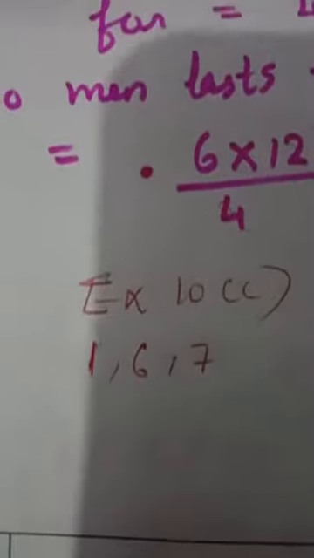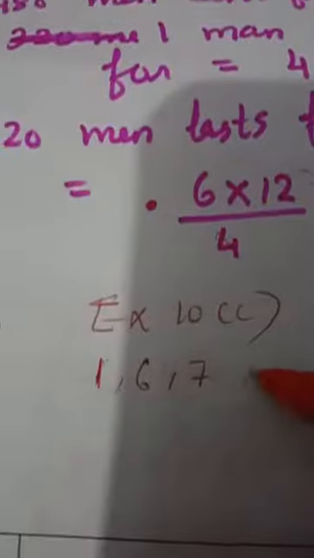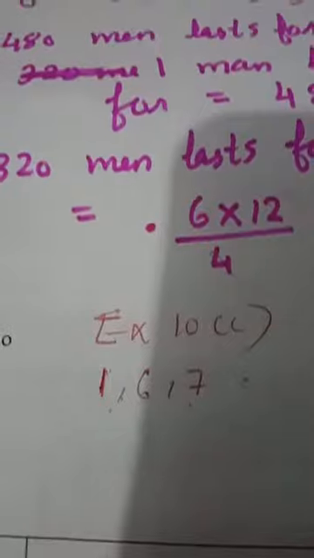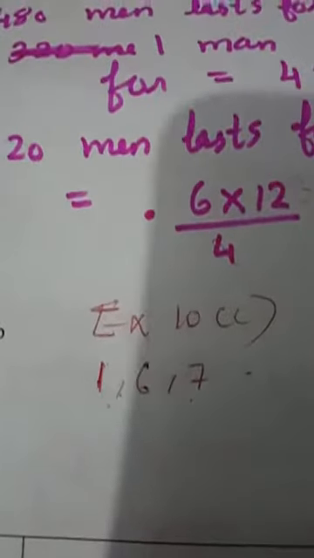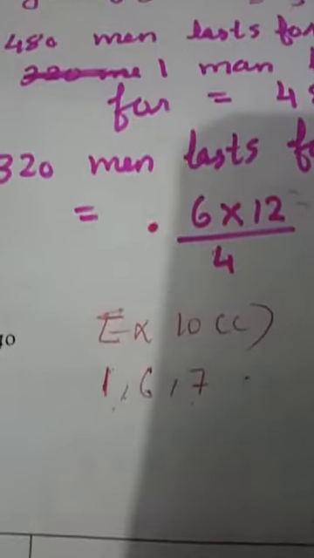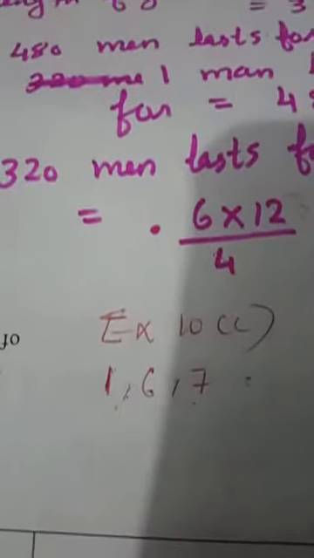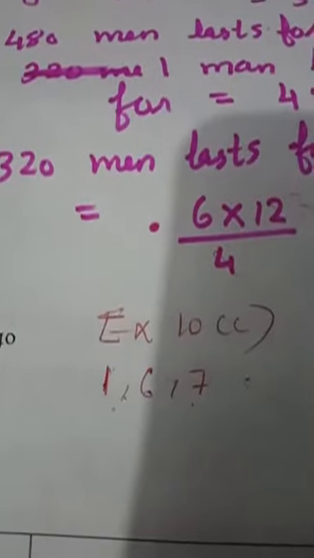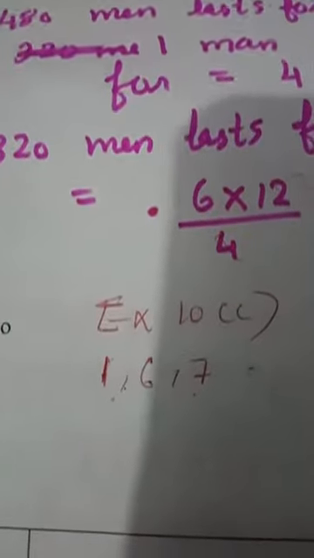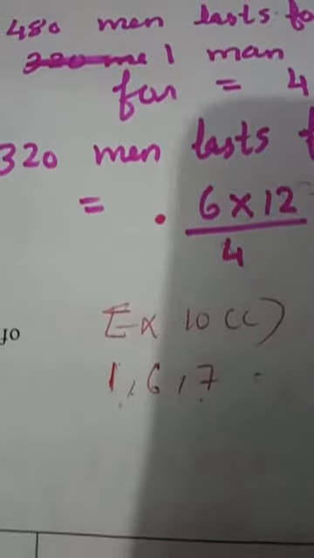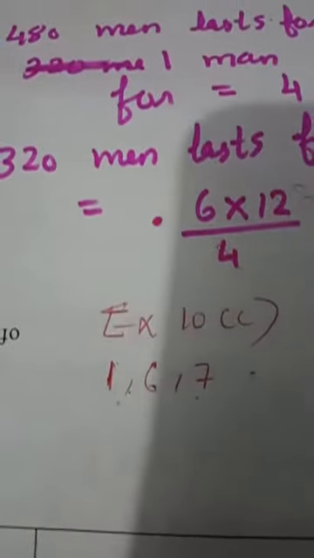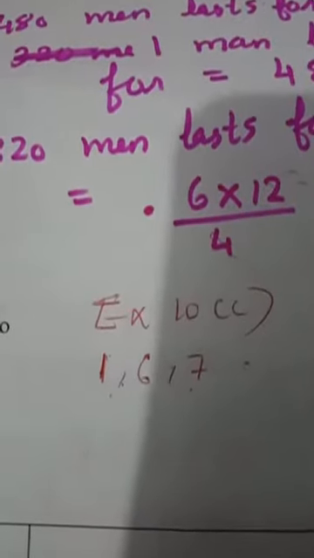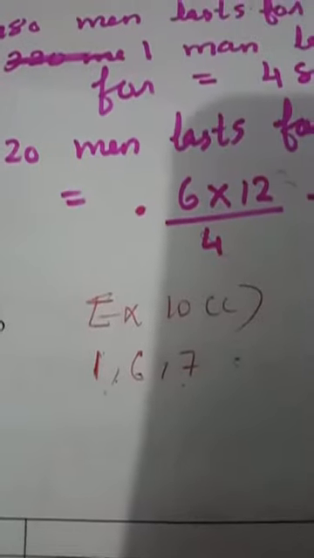Now mark the homework. Exercise 10C, page 167. Just read the question at least 2 times. Then first check whether it is direct or inverse. If it is direct variation, how to do the unitary method? First by division, then by multiplication. How to find one quantity? One quantity by division, then more quantity by multiplication. But in inverse variation, we find one quantity by multiplication and more quantity by division.